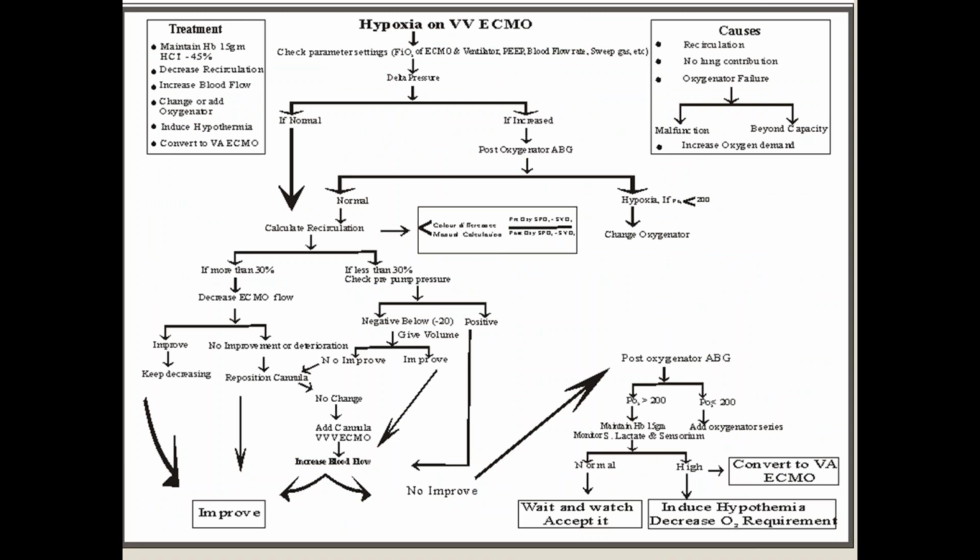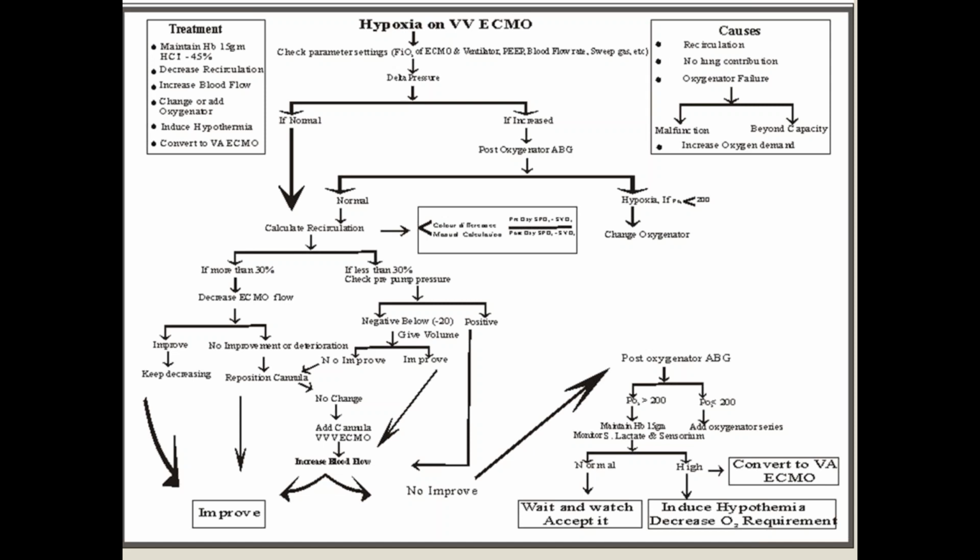So this is how you will start thinking when there's hypoxia. Check all the parameters: your ECMO FiO2, your ventilator FiO2, ventilator PEEP, everything, whether whatever you set is the same or just changed. If everything is fine, then check the delta pressures. Because if the delta pressure has gone up, that means the oxygenator has failed. If the delta pressure remains the same, then you have to think about something else.